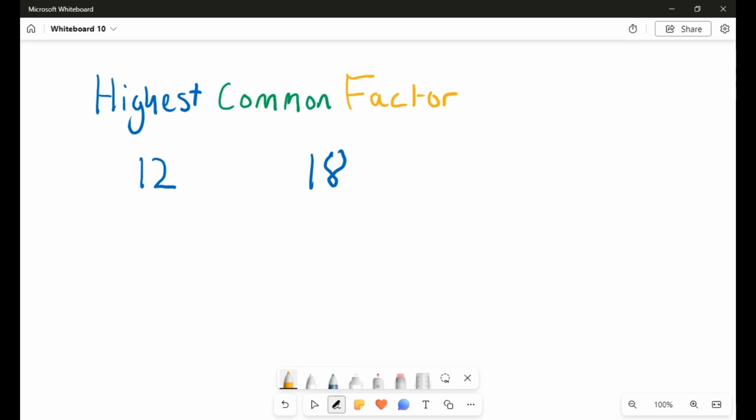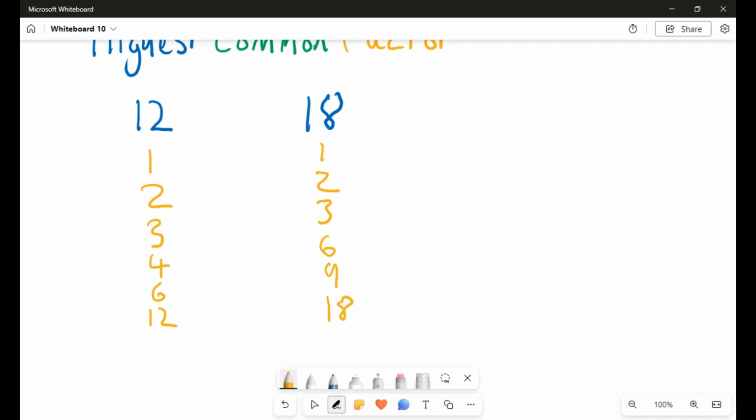So I'm going to start off by listing all the factors of 12 and 18. The factors of 12 first off are 1, 2, 3, 4, 6, and 12. And our factors of 18 are 1, 2, 3, 6, 9, and 18. So as you can see, the highest factor that's shared by both numbers is the number 6. So our highest common factor of 12 and 18 is 6.